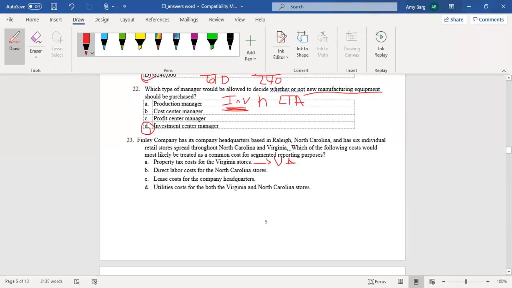And the direct labor cost for North Carolina, well, that just benefits North Carolina. That doesn't really benefit Virginia at all. But the lease cost for the company headquarters, well, that's helpful for everybody, right? Everybody needs the company to have a headquarters. And utility costs for both the Virginia and North Carolina stores, okay, so that technically kind of benefits both, but you could definitely also separate that out to Virginia and North Carolina. So the answer to 23 is C.